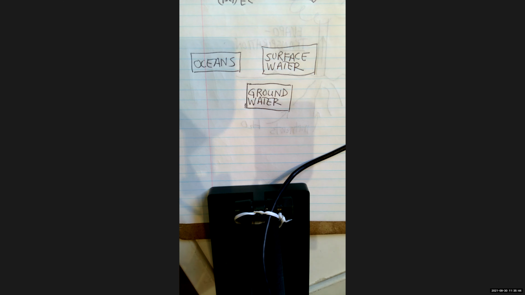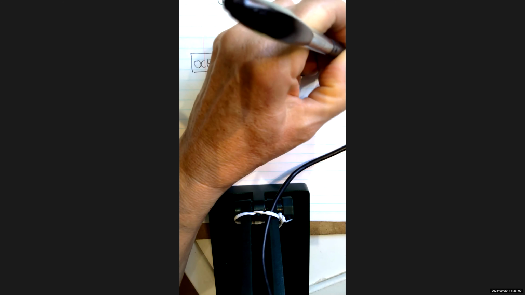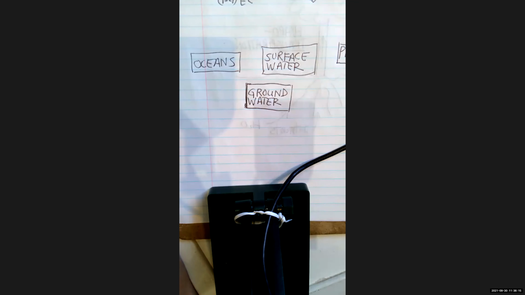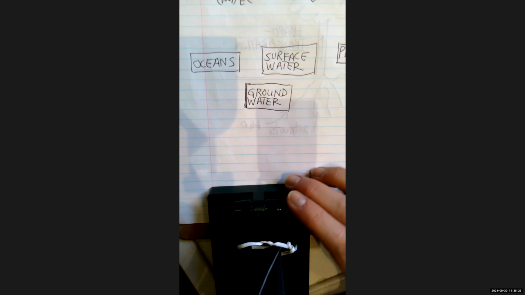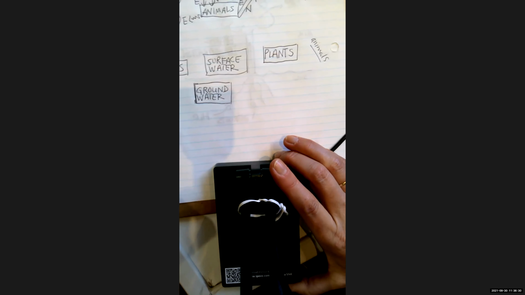Because we're biologists, we also want to put a biotic compartment, and the vast majority of the water that we find in living things in the environment is going to be in plants. We could put animals over here, but for the moment I'm going to just put plants on the diagram. I'm going to leave animals off.